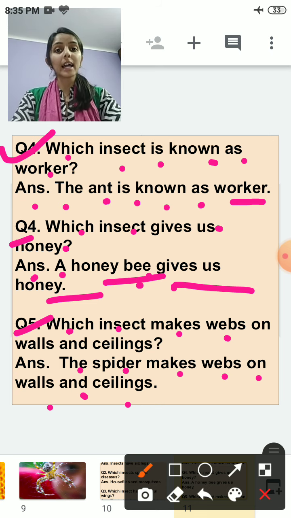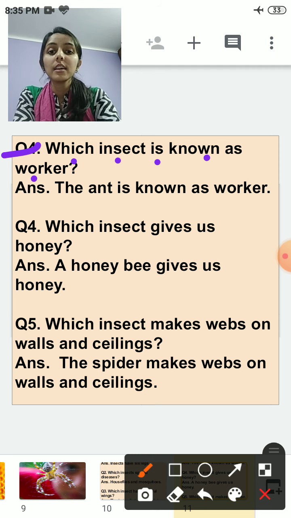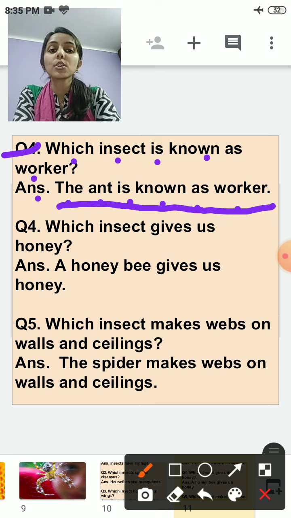Now children, again we will revise. Fourth question is, which insect is known as worker? Answer is, the ant is known as worker.